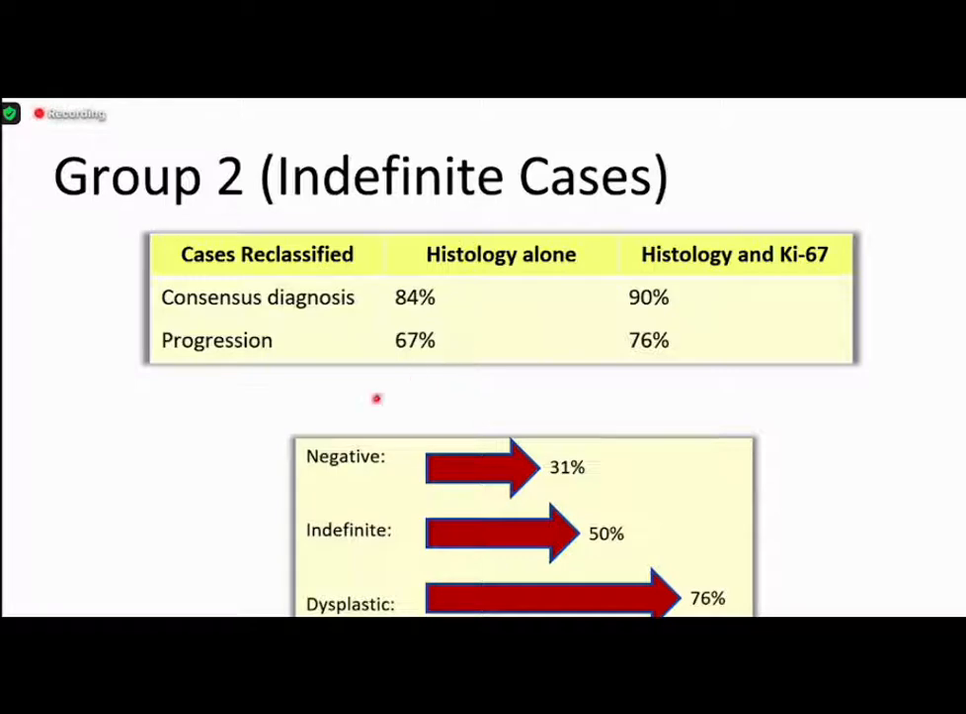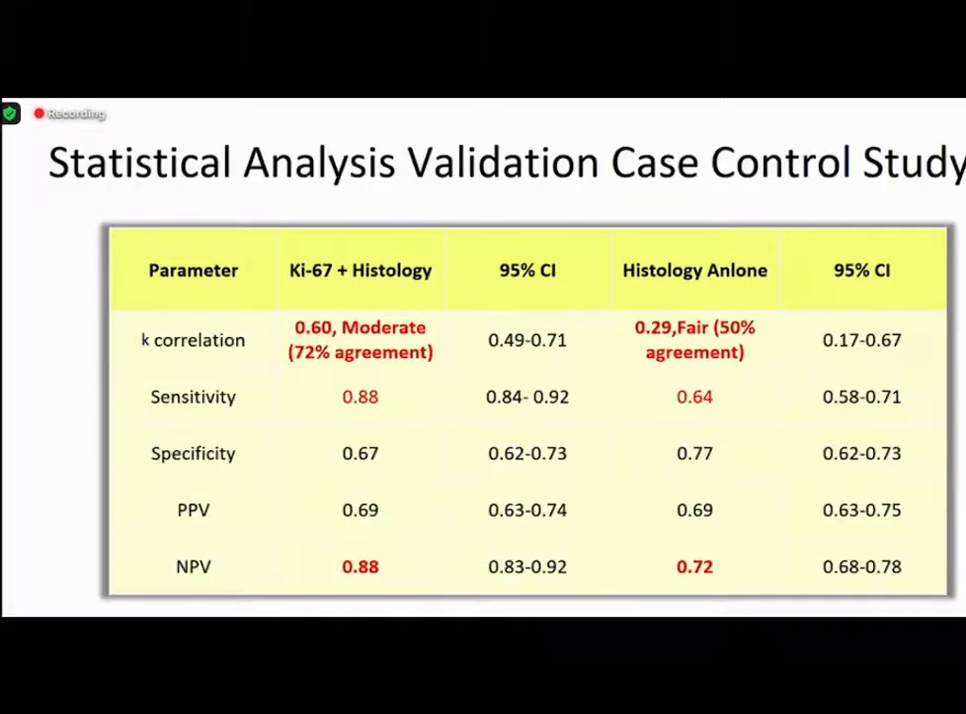However, with this new reclassification, we saw that in the negative category about 30% of the cases progressed. In the indefinite category, which had 2% of the cases, 50% progressed and 50% did not. And for the dysplastic category, 76% of the cases progressed. So here is the overall statistical analysis for this validation case control study.